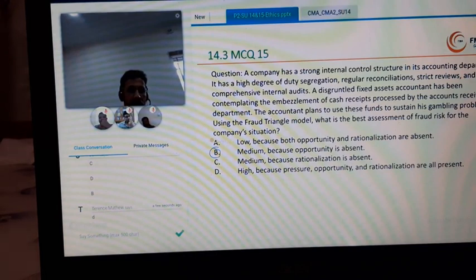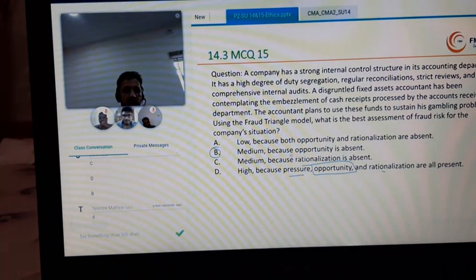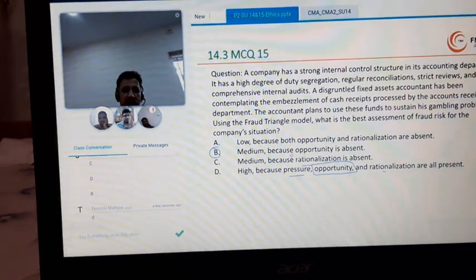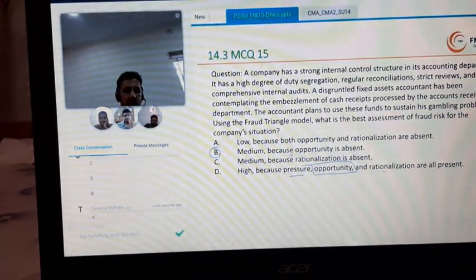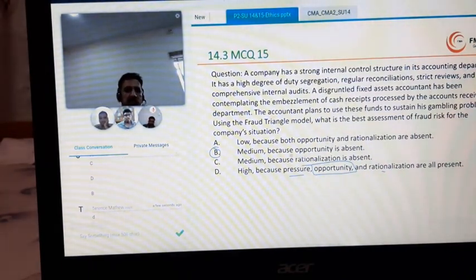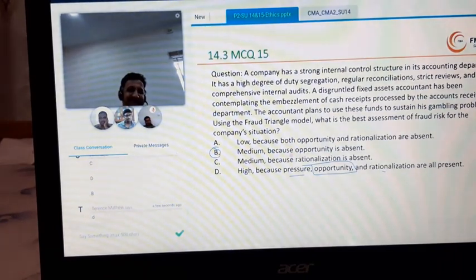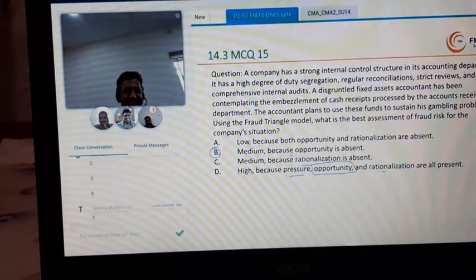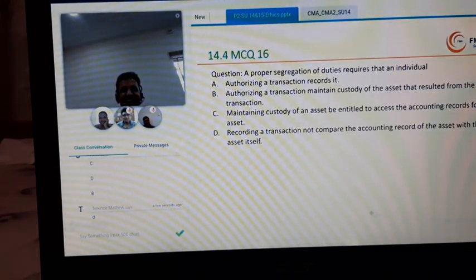John has given it, but Terence is saying high because of pressure and rationalization. Why? Where is the opportunity, Terence? I felt that because he's handling the cash receipts, he had the opportunity to manipulate it. Yes, but management has to have somebody handle cash. That is an inherently risky area, so that is not an opportunity. That is effectively addressed through internal control. So because of that, you have to say it is medium, because the examiner wants you to do that. He's always right. Okay, next.